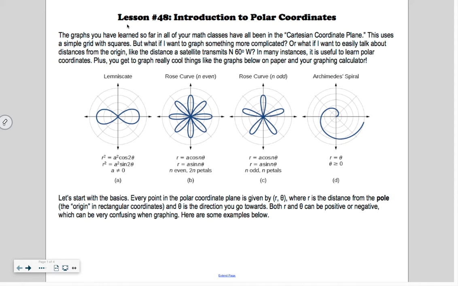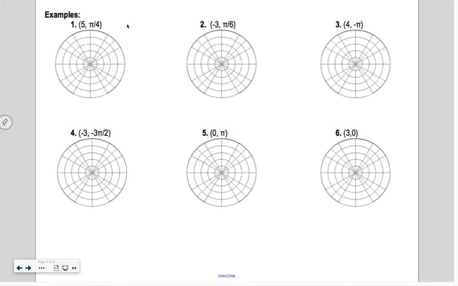Every point in the polar coordinate plane is given by (r, theta), where r is the distance from the pole, which is just another word for origin, and theta is the direction you go towards. Both r and theta can be positive or negative, which can be really confusing at first. So we're going to do several examples of this.